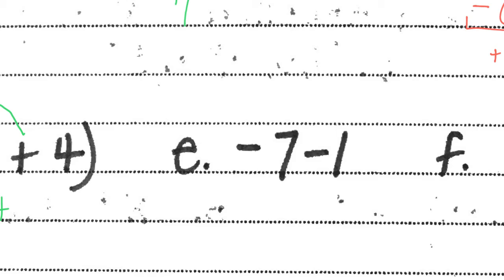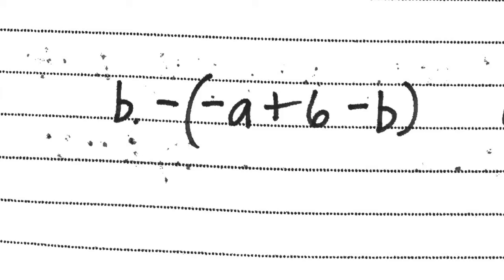Again, I look at this as two negative numbers, negative 7, negative 1. Add them together, I get a negative 8. All right, I'm going to look at two more.